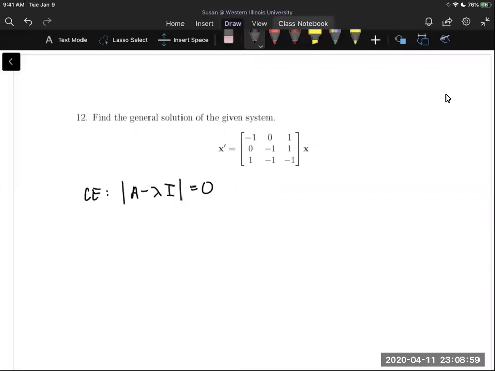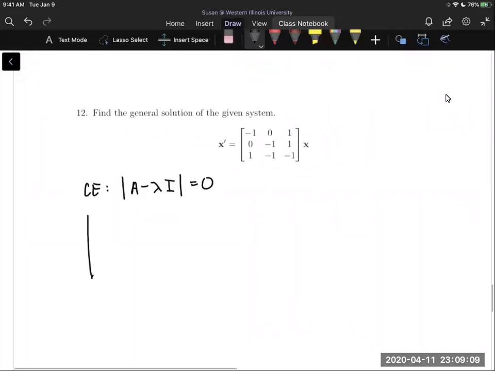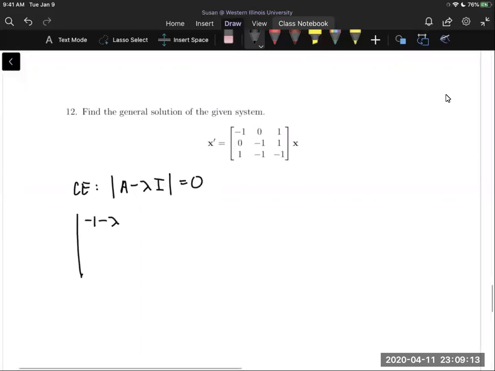So in this particular case, remember, I is the matrix with 1s across the diagonal and 0s elsewhere. So we're just going to subtract off lambda along all the diagonals. So I have -1 minus lambda, 0, 1, 0, -1 minus lambda, -1, 1, 1, -1 minus lambda. And this determinant must equal 0.